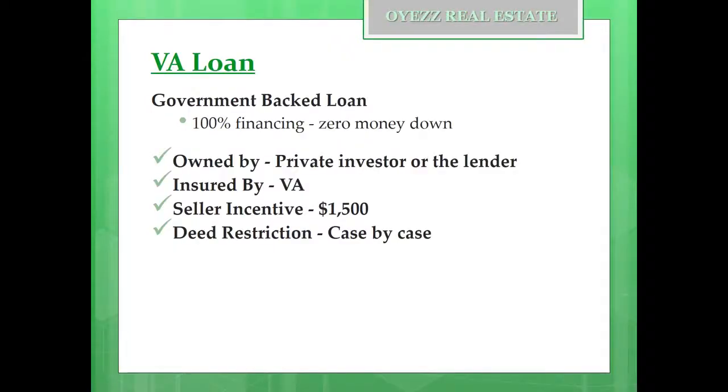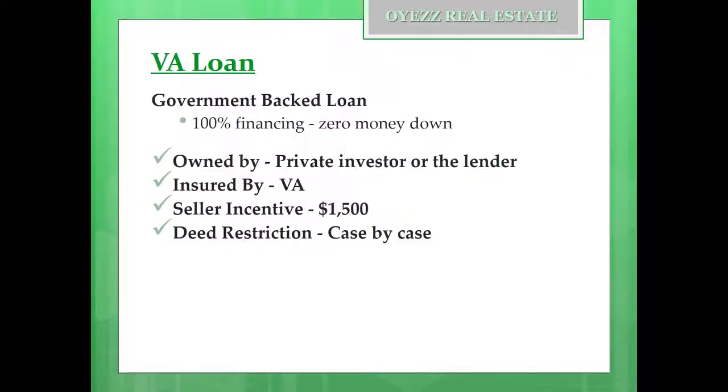Then you have a VA loan. This is backed by the government. Homeowners get this. It's 100% financing with 0% down. It's usually owned by a private investor or the lender itself. It's going to be insured by VA. Knowing who insures it is going to help you when you have an issue with the bank. If you need to escalate, you're going to want to go to the mortgage insurer.